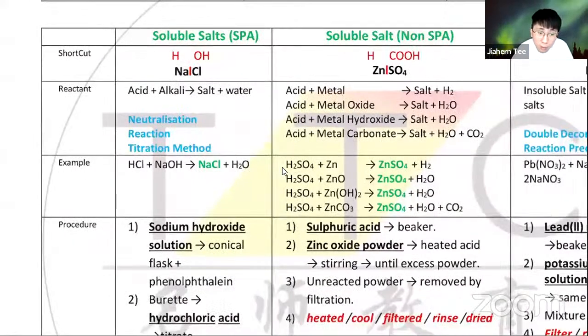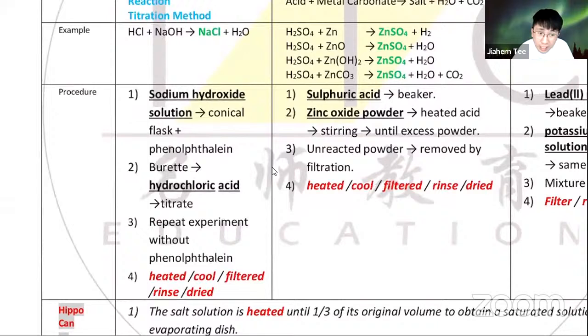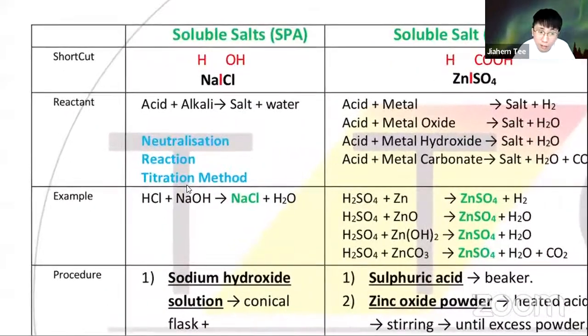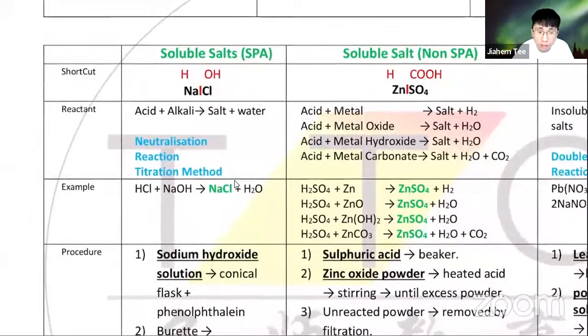And there are some procedures provided. You can see we use phenolphthalein. Okay, in the burette you put acid, in the conical flask you have your alkaline. Then you just do your titration. Okay, so the method name is called titration method. The reaction name is called neutralization. So make sure you know the difference in the name. So neutralization reaction and titration method. Okay, so these are the differences from here.